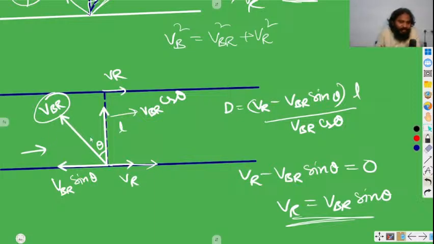If it is VBR, then this is VBR cos theta, and this is VR. From this right angle triangle, whatever values you want, you can find out. And remember that to cross the river in the shortest path, you should make the drift equal to 0. These are the main important conditions and concepts for JEE Mains.